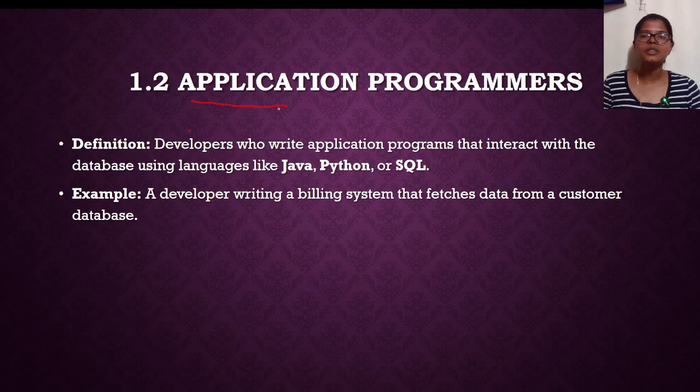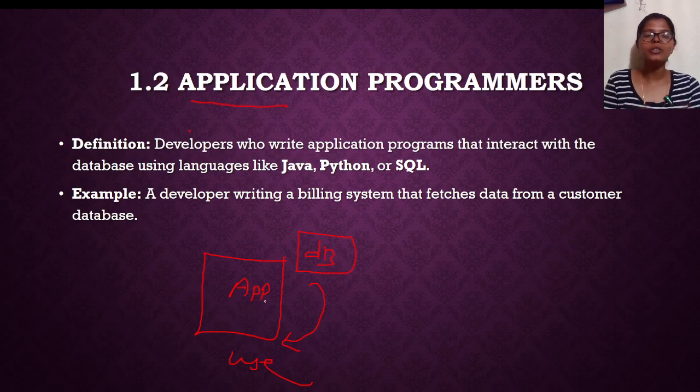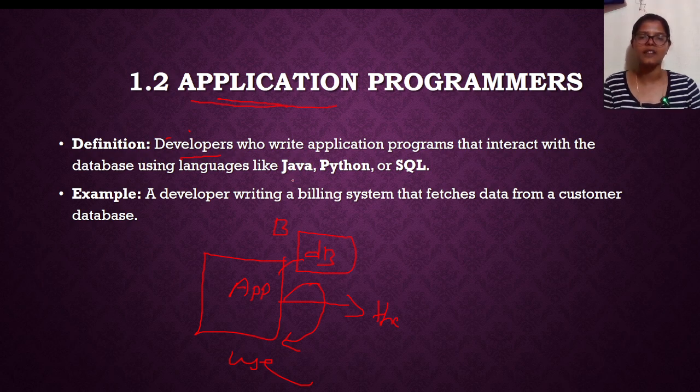Here the application programmer or the backend developer communicates with the database to give the result to the user. Users use this application and get the results. How is the user able to get the details? In the backend there is a program which communicates with the database to get the result. That is called the application programmer, who communicates with the database. These developers write application programs to communicate with the database using languages like Java or Python, or any other language. I hope you understand.